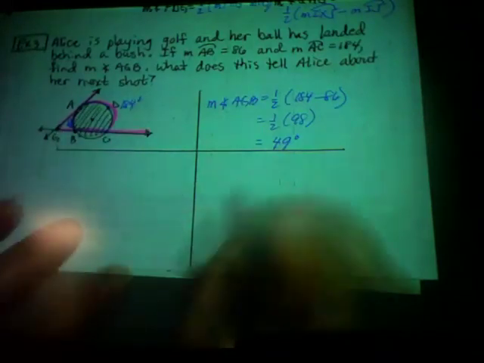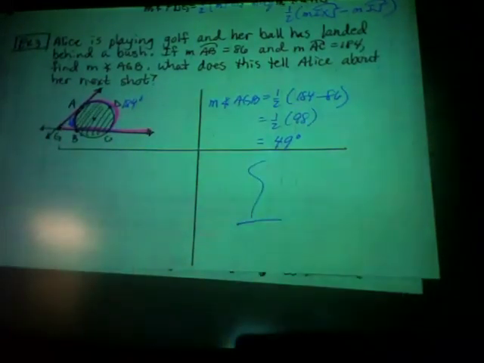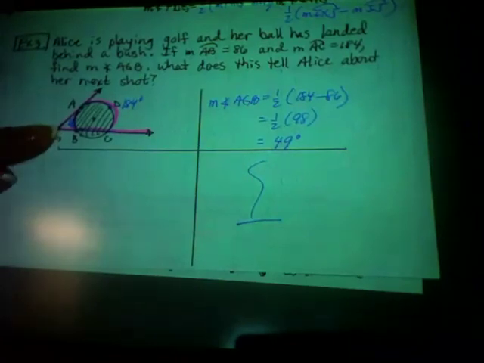But the question says, what does this tell Alice about her next shot? We don't need any more room there. If her ball's here, and she's obviously trying to get around the issue called the bush, what would that tell her? Why would she bother to figure out the angle measure? As if she really would while she's on the golf course. But let's say that she did. What does it tell her?